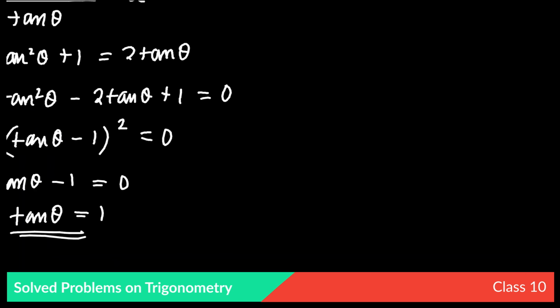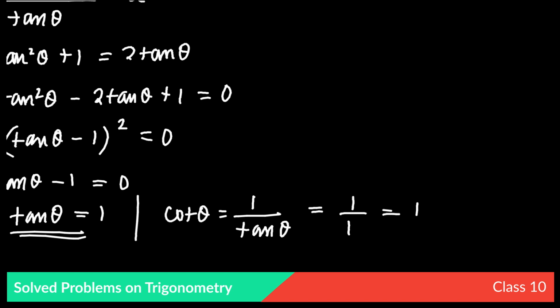Now we will find the value of cot theta. Cot theta means 1 by tan theta. So cot theta equals what? 1 by tan theta, so 1 by tan theta means actually what? 1 by 1, that is 1.